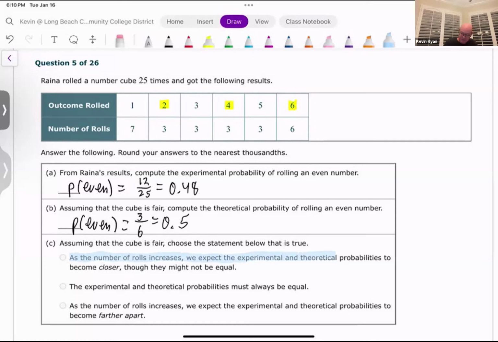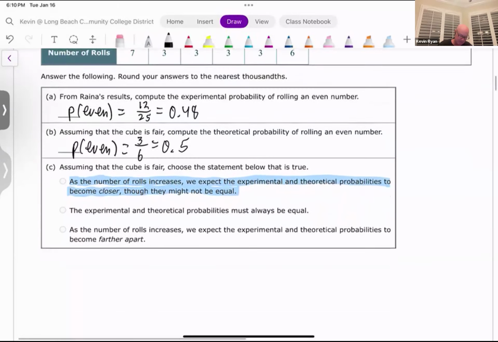So instead of 25 times, if I did it 50 times, I would expect it to be even closer to 0.5. I'm going to read the other two options. The experimental and theoretical probabilities must always be equal. That's never true. Almost never true, I should say. As the number of rolls increases, we expect that the experimental and theoretical probabilities to become farther apart. That's definitely not true. So they should be getting closer and closer to each other.